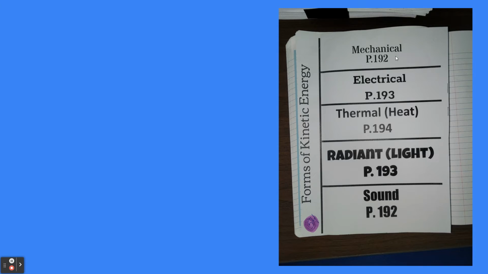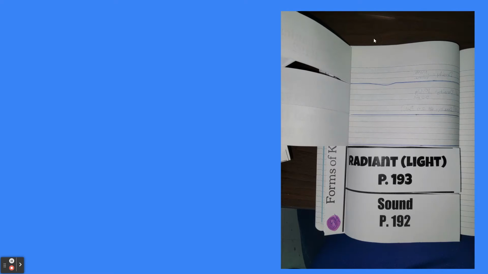As I said, you've got page numbers on the front. So you're going to go, for example, in our textbook to page 192. Read the little paragraph that it gives us on mechanical energy. And then right behind it, in this section here, you are going to write a description or definition of what it tells us. And then right up on the side, sketch a picture of an example of an item or object that uses or exhibits mechanical energy.